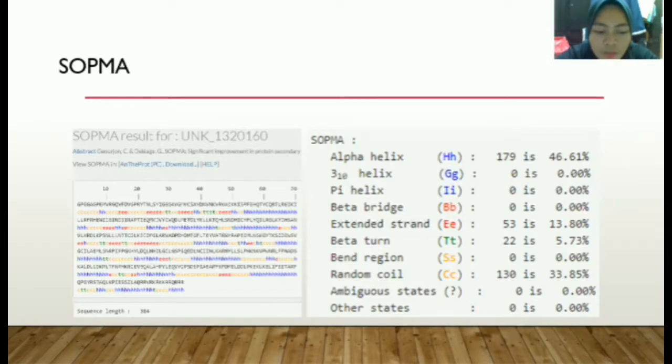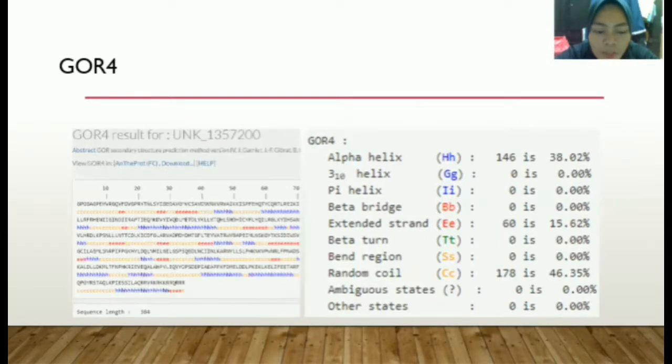And lastly, for the prediction using the GOR4 method, it was observed that the random coil was predominant, which is 46.35%, followed by alpha helix, which is 38.02%, and extended strand, which is 15.62%, and other secondary structures like 3-10 helices, pi helix, beta bridge, and also bend region are absent.